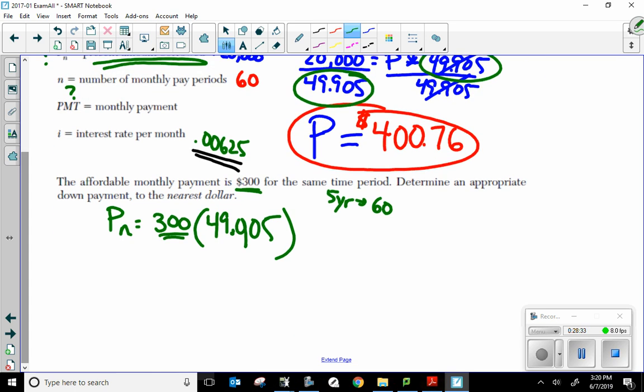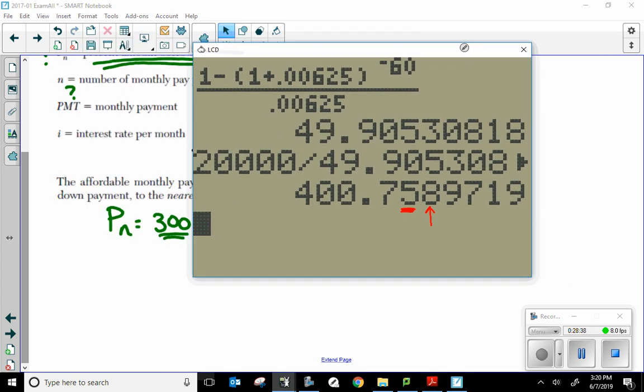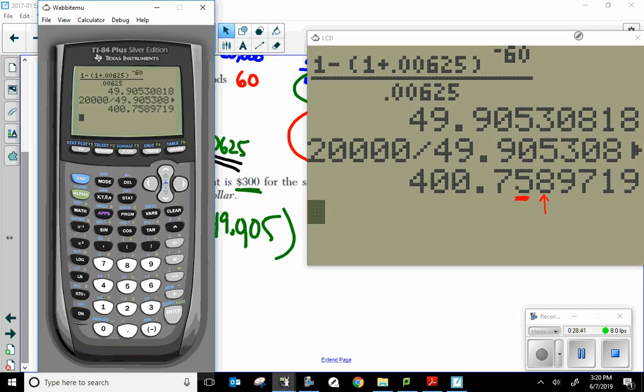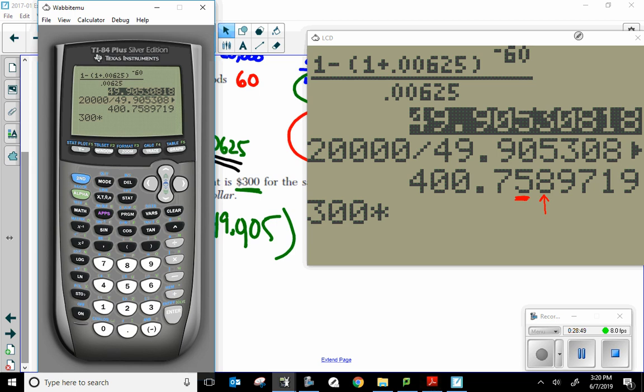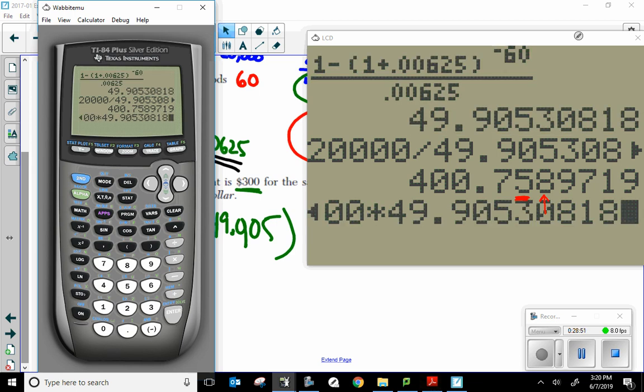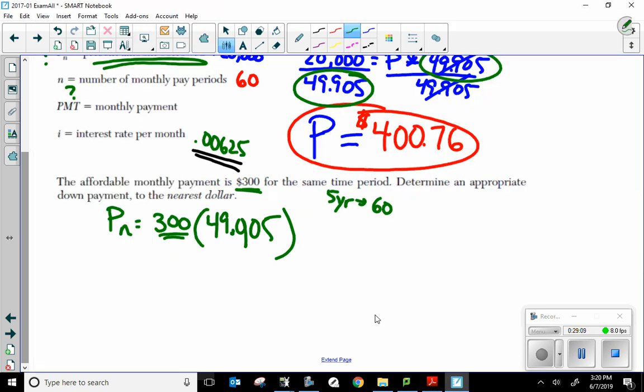Now, here we go. Again, do not use 49.905. Instead, we're going to use this big, long number in the calculator. I'm going to take 300, and I'm going to multiply it times this big number that is not rounded. Boom. Okay? And I'm going to hit enter. So, again, that's about $14,971.59. That 9 will stay a 9 because the number after it is smaller than 5. So $14,971.59.